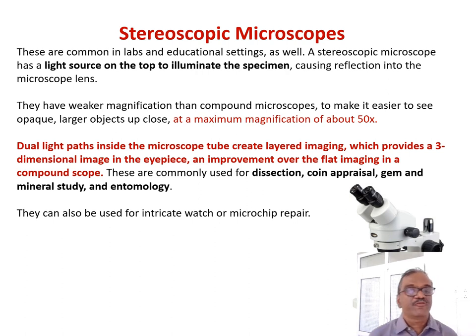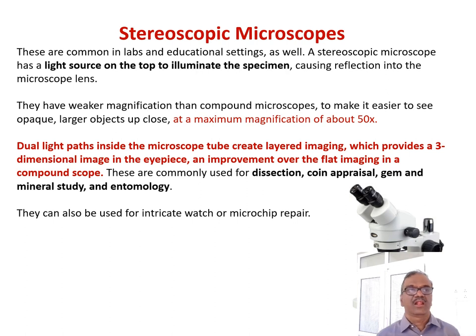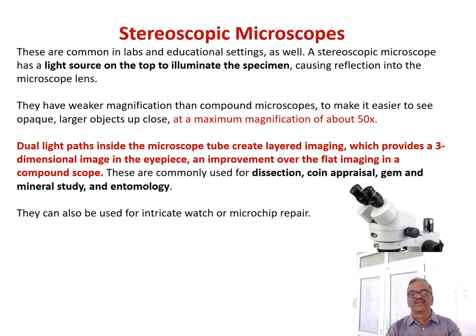Okay, then what is the stereoscopic microscope? It has a light source on the top to illuminate the specimen. Light source, generally what we are having at the bottom, we are putting the small lens, isn't it, that receives the light. Or you make different modes of making a light source. So here, to illuminate the specimen, the stereoscopic microscope has the light source at the top, causing the reflection on the microscope lens. So here the maximum magnification is up to 50x.